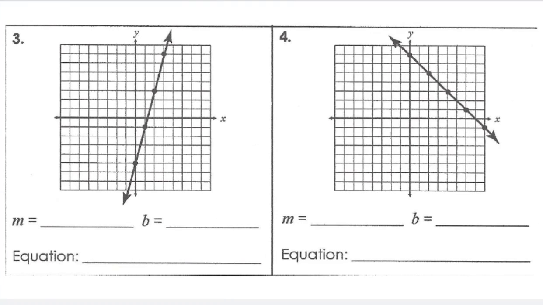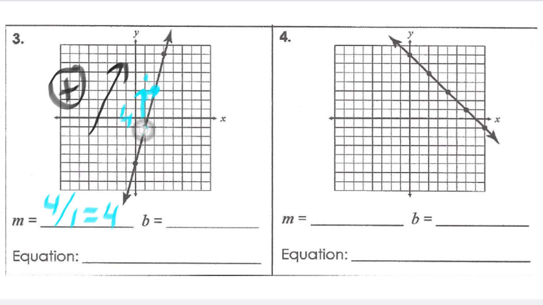Okay, here's a couple more examples. So we're going to look at number 3. Just looking at number 3, the line is going up from left to right. So our slope here is going to be positive. So I'm going to pick my 2 points on the graph. And I'm going to rise up and run. And I rose up 1, 2, 3, 4. And I ran 1. So my slope here will be 4 over 1, which will simplify to just 4, because 4 divided by 1 is 4.